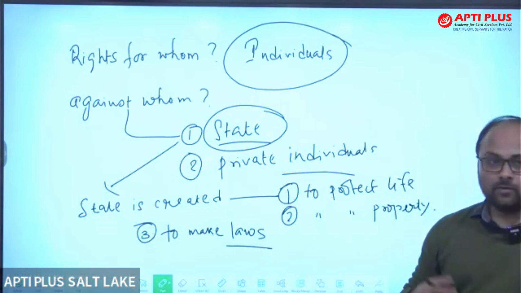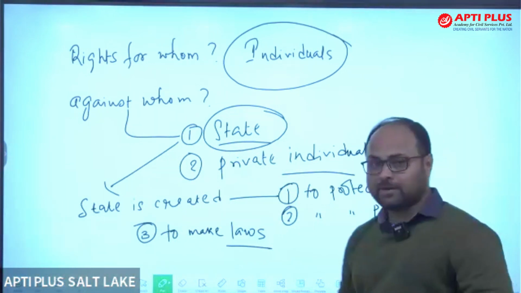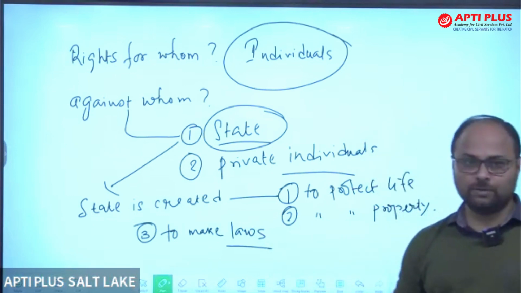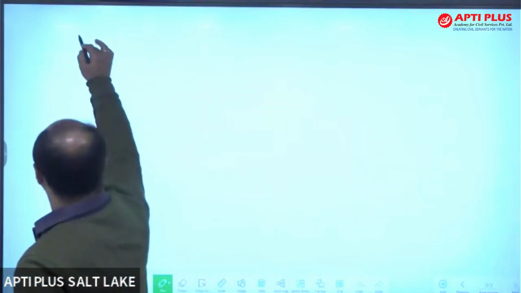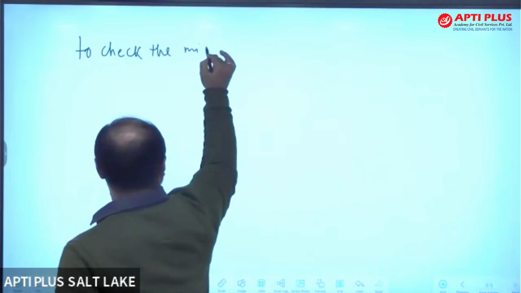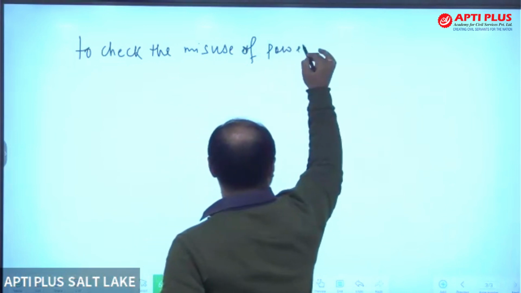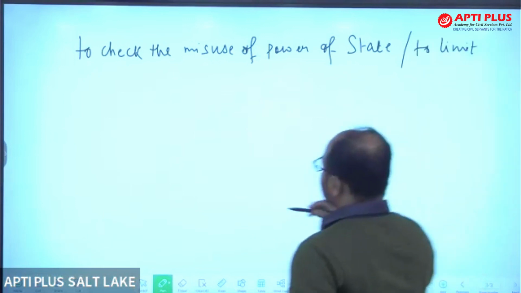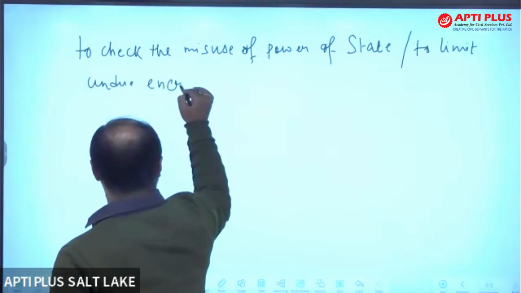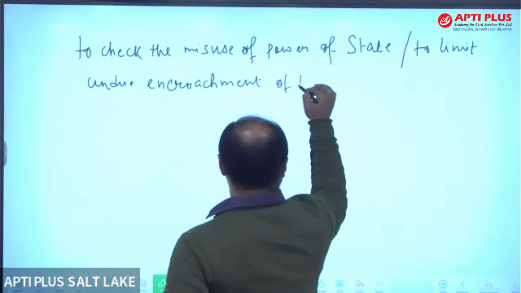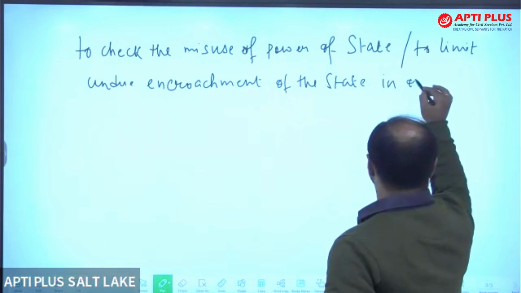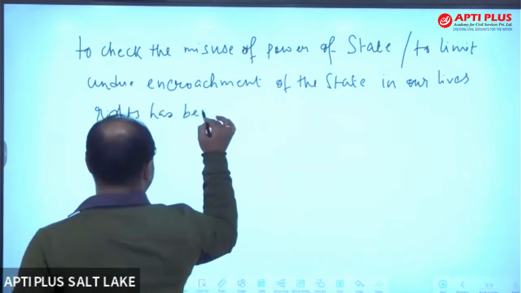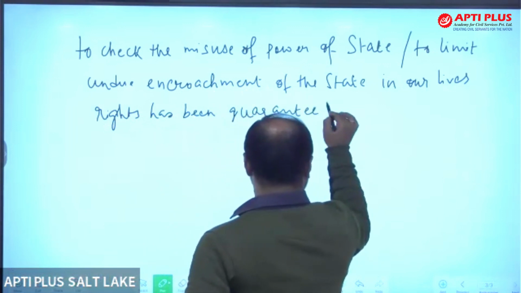So when we have surrendered our power to the state to make laws, we can also expect at the same time that when a power is vested in any organization or body, there is a chance of misuse of that power. Fine. So just to check the misuse of power of the state, or we can say to limit undue encroachment of the state in our lives, rights have been guaranteed to us.